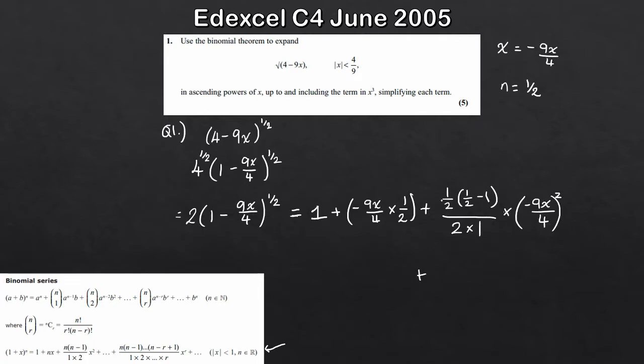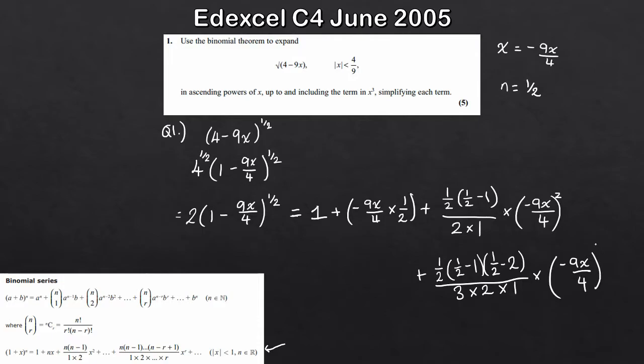So it's going to be, in this case, n times n minus 1 times n minus 2. So it's going to be a half times a half minus 1, and then a half minus 2. Okay, we divide that by 3 times 2 times 1. And then we times that by x cubed this time. So it's just minus 9x over 4 all cubed. Okay. So at this stage here now, we just need to start simplifying.